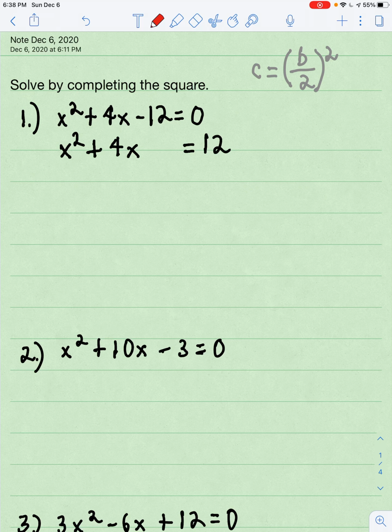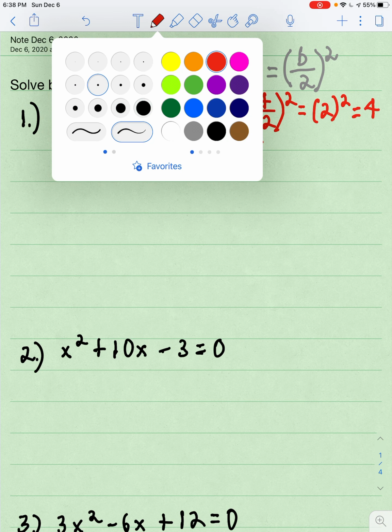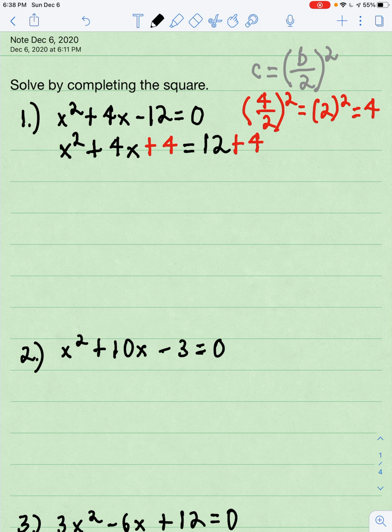What we do is we take the value of b in the equation, which in this case would be 4. We divide it by 2, and we square the result. 4 divided by 2 is 2, and 2 squared is 4. So the value that completes the square here is 4. And if we're adding 4 on the left-hand side, we need to add 4 on the right-hand side.